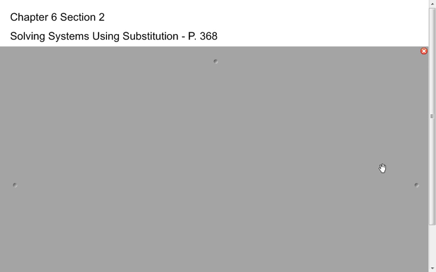Yesterday, or last lesson, we talked about the fact that there's three different ways that you can solve a system. In Section 1, we graphed. In Section 2, we're using substitution. And in Section 3, we'll use another one. So, no graphing in this one. We're done with graphing for a little while.